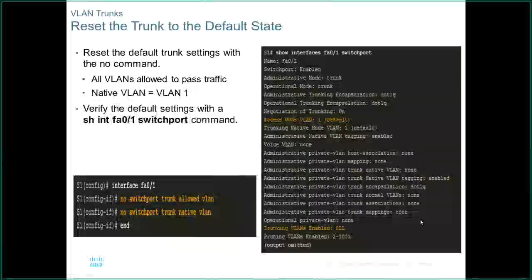So we can reset it with the no commands. Remember, no switchport trunk allowed VLAN, no switchport trunk native VLAN. We'll default it to native VLAN 1 with all VLANs being allowed.